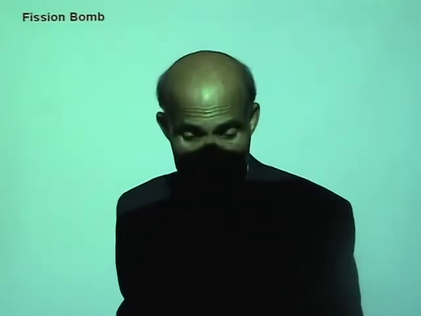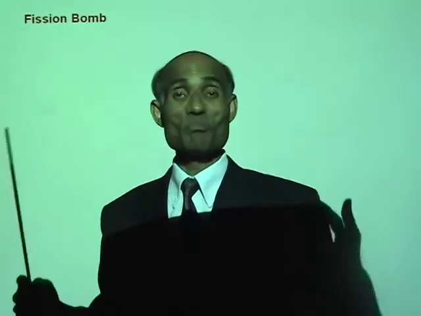Well, we will now talk about a fission bomb. What is a fission bomb? A fission bomb obviously is made of a fissionable material. Do you remember the names of some fissionable material we talked about? Uranium-235 is a fissionable material. Plutonium-239 is a fissionable material. That means any of these fissionable materials can be used to make a fission bomb.